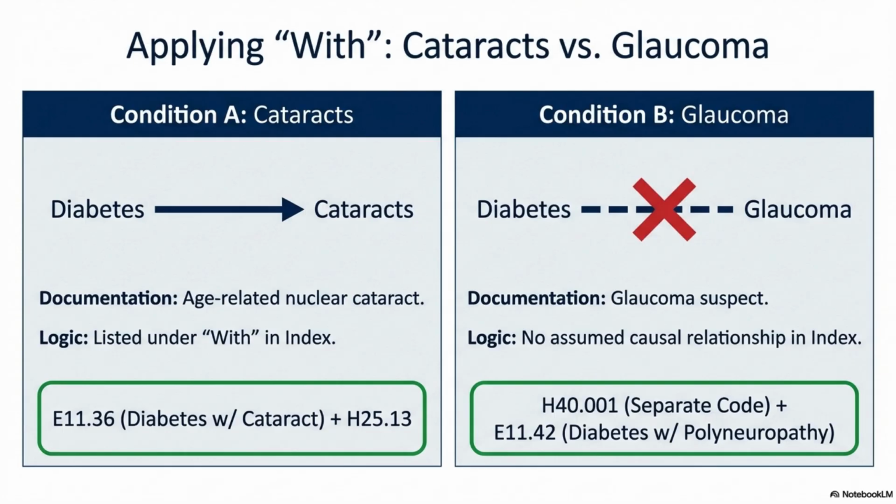We apply the guideline to two conditions. Cataracts, because cataracts appear under "with" in the index, we code E11.36 along with the cataract code. Glaucoma suspect, not linked under "with," so it remains a separate condition. This distinction is essential for compliant coding.